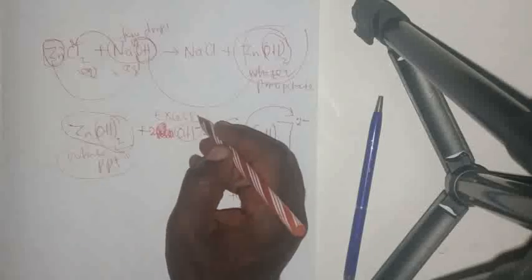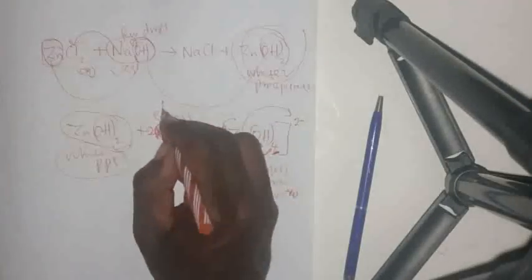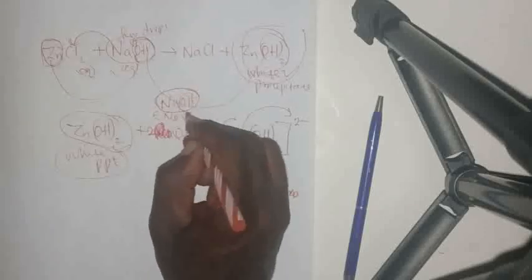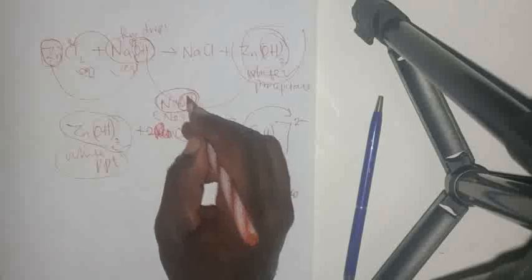So excess hydroxide ions, of course you're taking from sodium hydroxide. You're adding excess sodium hydroxide. When you add excess sodium hydroxide, you're adding just hydroxide ions. So that ends up giving you tetrahydroxozincate(2-), which is a colorless solution. Tetrahydroxozincate(2-) is a colorless solution.